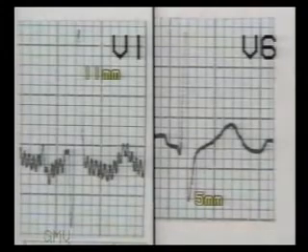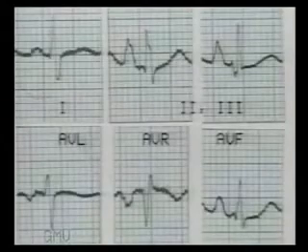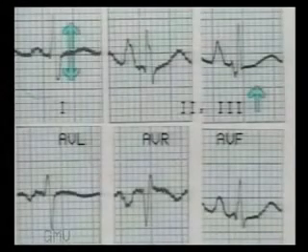RV1 more than 7 millimeters is diagnostic of right ventricular hypertrophy. SV6 is 5 millimeters. Their addition is 16 millimeters. More than 10 millimeters is the criterion for right ventricular hypertrophy. Now come to limb leads. There is no gross deviation of axis, but there is a negative wave in 1 and AVL and positive wave in lead 3, suggesting tendency to right axis deviation.